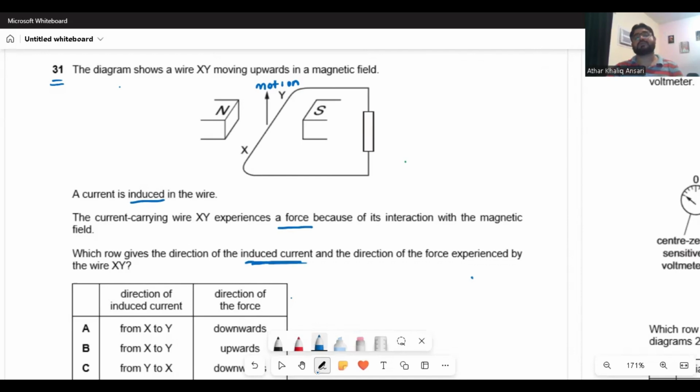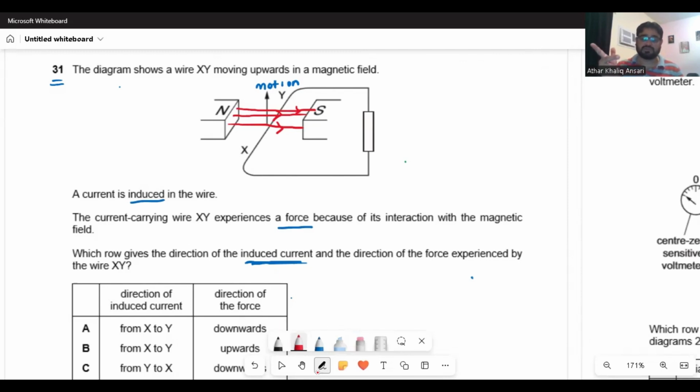So first of all, we need to know the direction of the induced current, and I'm going to draw the magnetic field direction here. The magnetic field is from north to south, uniform always from north to south. Now motion is this, and it is upward. We are going to find the induced current. So whenever we are going to find induced current, we need to talk about the direction of the induced current.